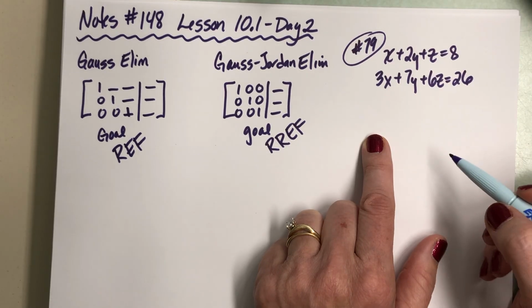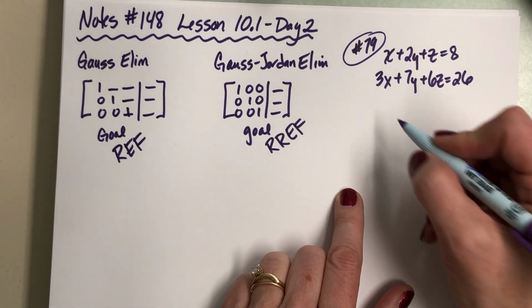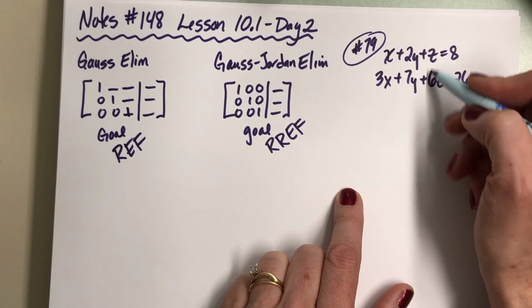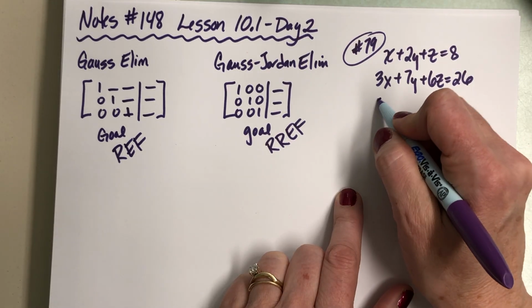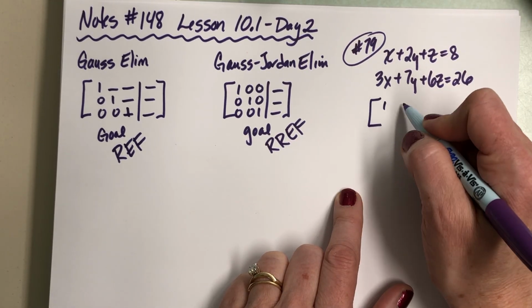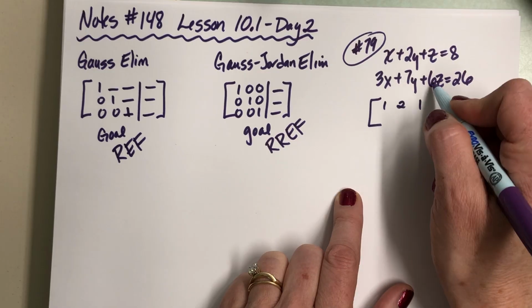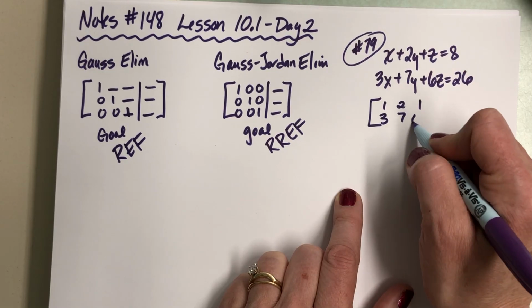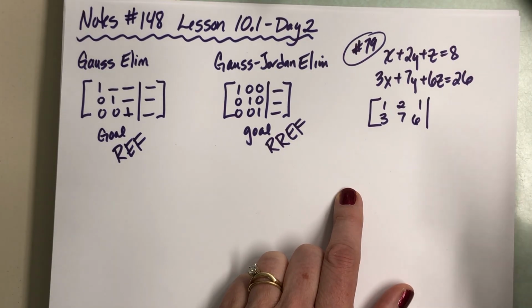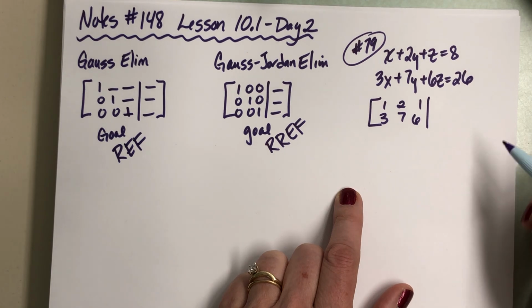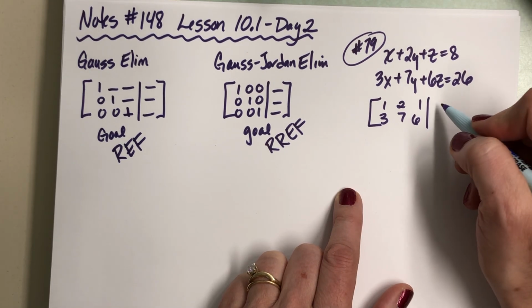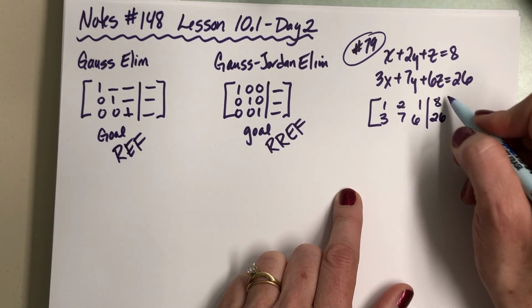Your first step is to turn this into a matrix. So we're going to make sure our x's and our y's and our z's are all lined up. They're good to go. So we're going to take that matrix, which would be 1, 2, 1, and then our coefficients, 3, 7, 6. I like to draw a little line. Ron uses little dots. I'm a messy person, so lines are good for me. 8 and 26 are our solutions, okay?